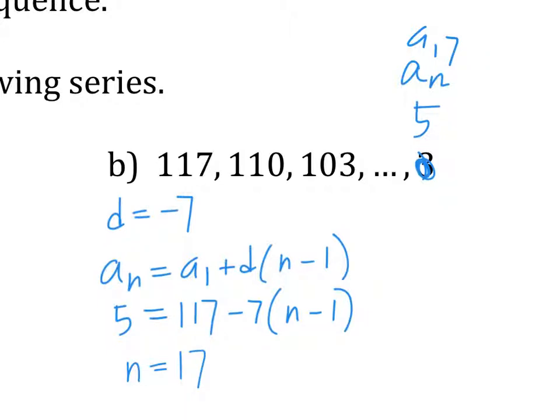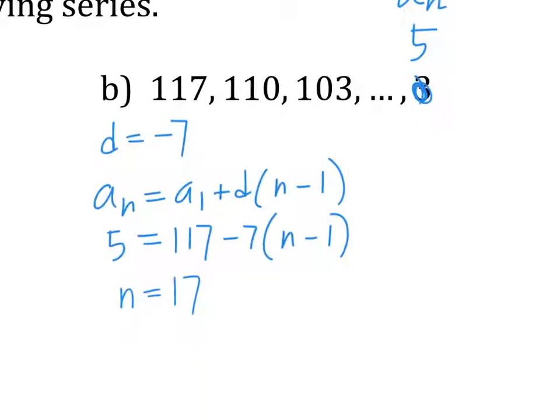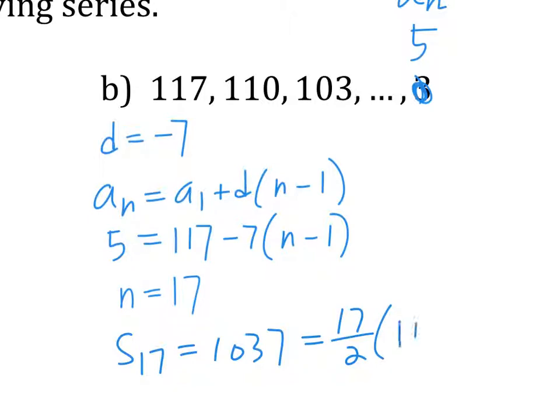Now use the formula to find the sum of 17 numbers. The sum of 17 numbers is 1037. If N is odd and you divide 17 by 2, you get a decimal, but it will always work out. It doesn't really matter, because the formula has a reason that it works. Let me show how to do it: 17 divided by 2 times first number plus last number.